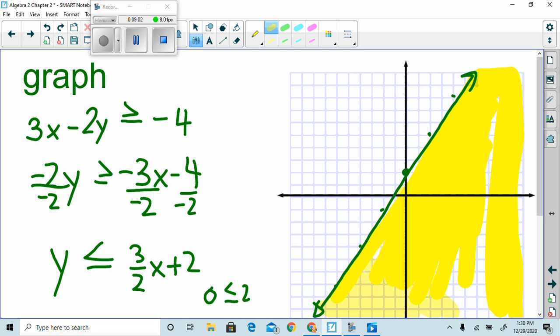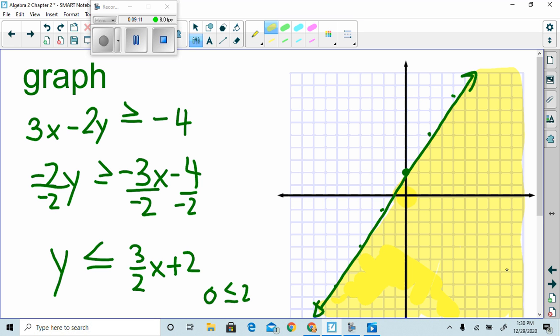Okay. So here we've had a lot of good examples today of how to graph linear inequalities in two variables on a coordinate plane.